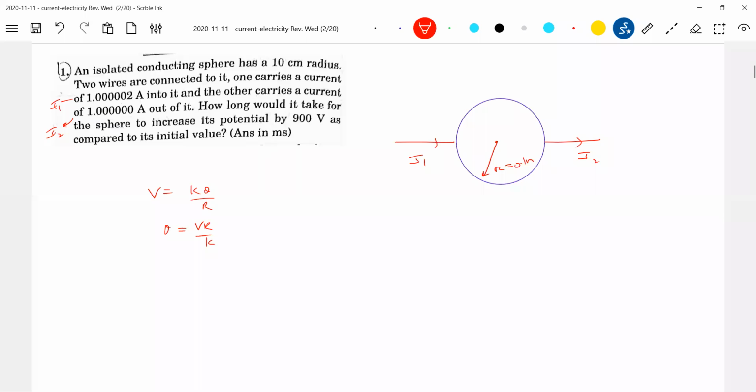So what is the net current? I1 minus I2 is what, delta I, no? I think this will be 2 microampere, delta I. Then what is the time taken? How do you define delta I? Delta I is equal to Q by T. This delta T is what is asked. So delta T is equal to Q by delta I. What is Q? VR by K delta T.